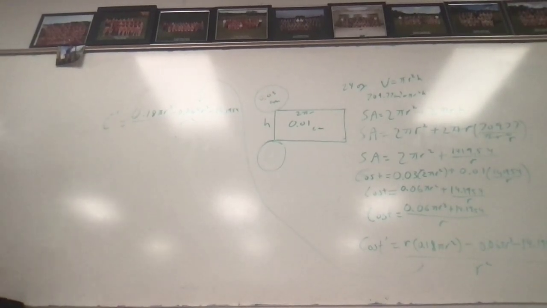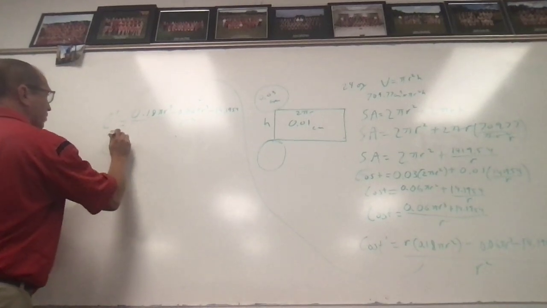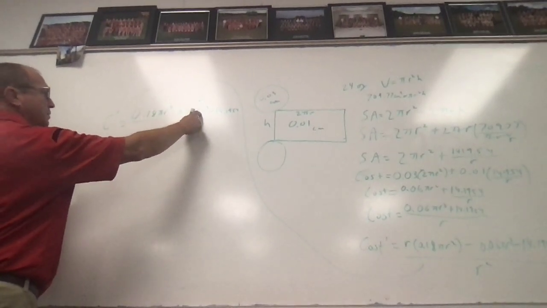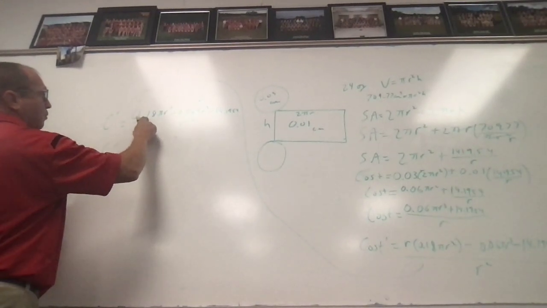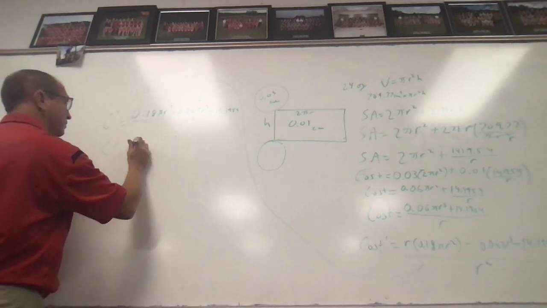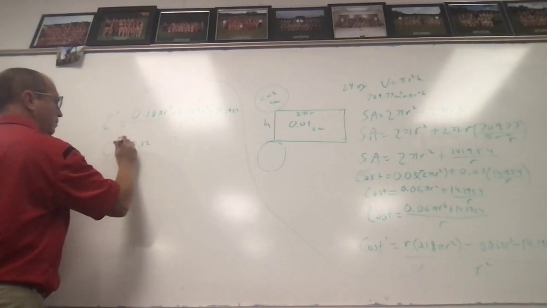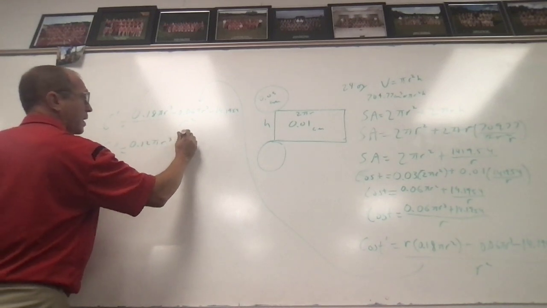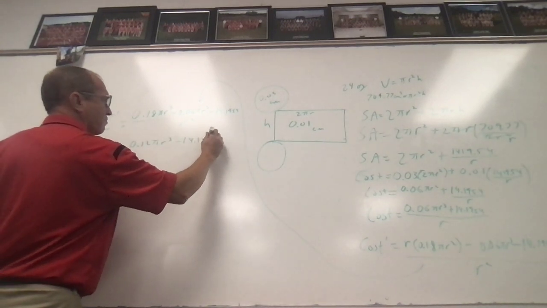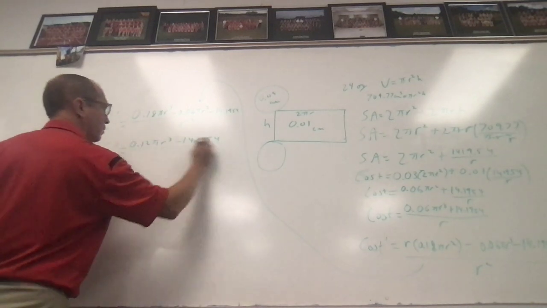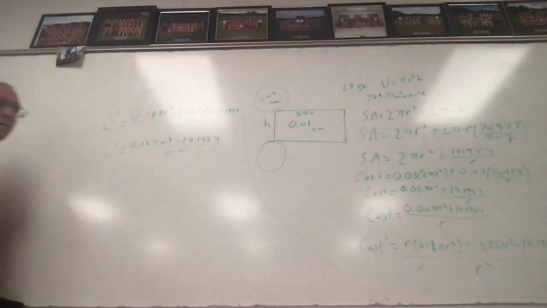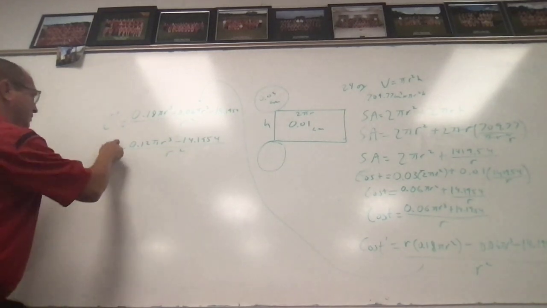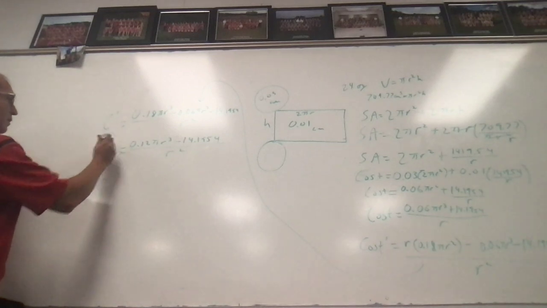All right, cleaning up the numerator a little bit, they're both pi r cubed, so these are common terms. So 0.018 minus 0.06 is 0.12 pi r cubed minus 14.1954 over r squared. Now, this is my fraction, and I'm interested in when it's 0, so I'll go ahead and set it equal to 0 here.